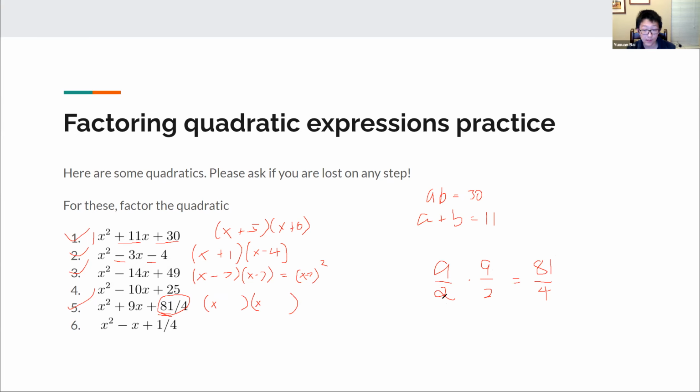And we see that 9 over 2 is just half of 9. So 9 over 2 plus 9 over 2 gets you 9. So we know that both of the factors are just 9 over 2. Right here, which is also equal to x plus 9 over 2 squared.